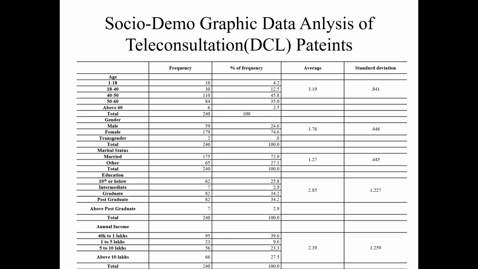Then the coming socio-demographic data of DCL patients. The average is 3.19 for age. Standard deviation is 0.841. For gender, it is 1.76 and 0.446 is the standard deviation. 1.27 is the average for marital status, 0.445 is the standard deviation. And 2.85 is the average of education. Standard deviation is 1.227. For annual income, 2.39 is the average and 1.259 is the standard deviation.